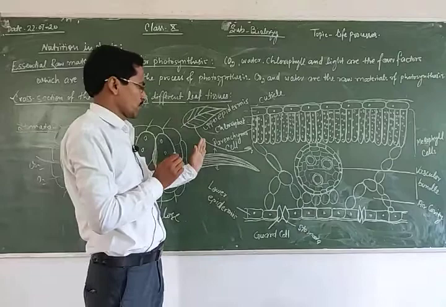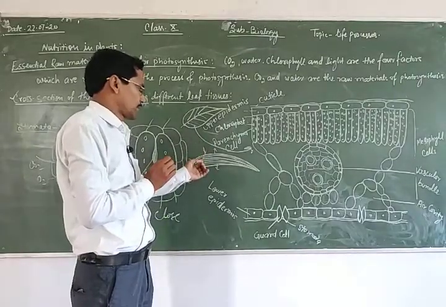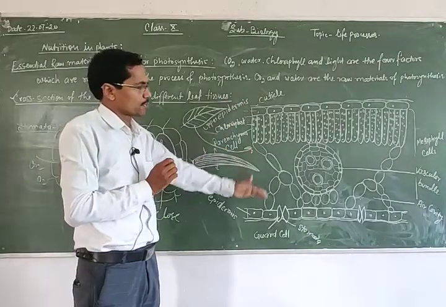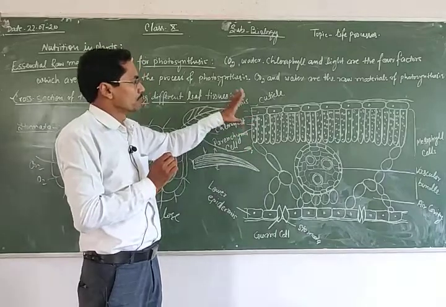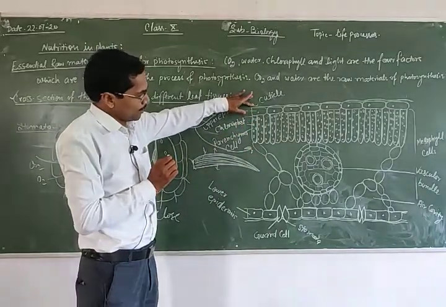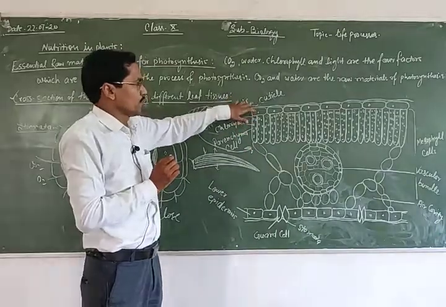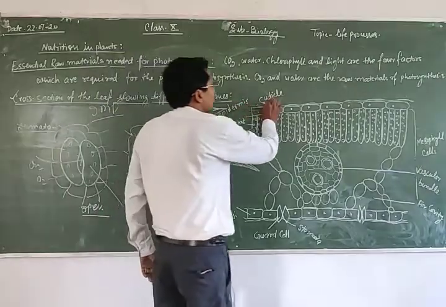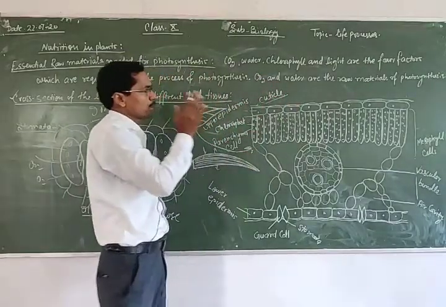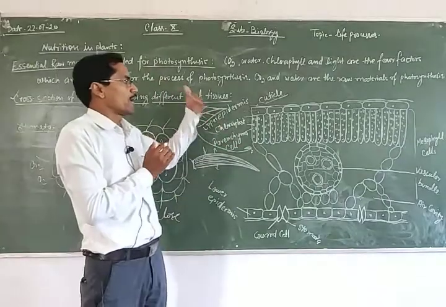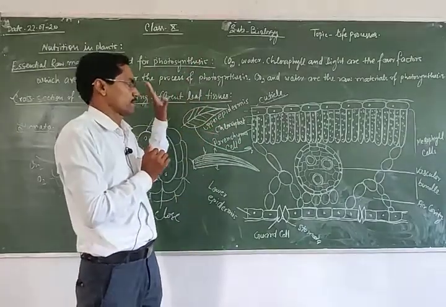When we cut this section, we find that these types of structures are shown here. You see the uppermost layer, which is a waxy layer, also known as cuticle, which protects the leaf from excess loss of water.